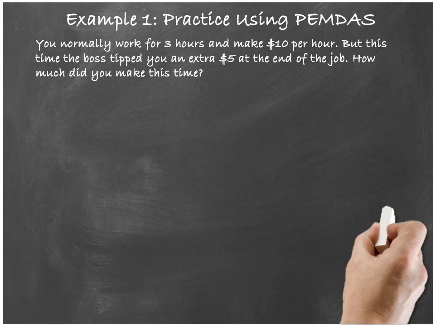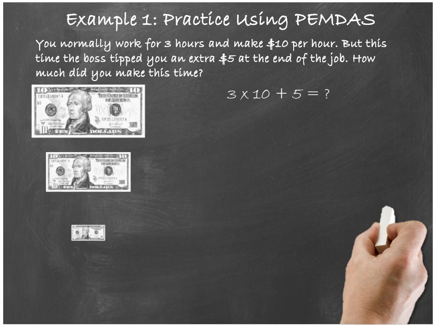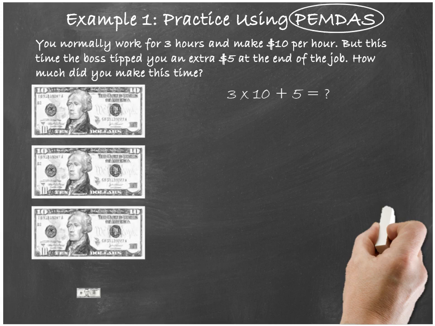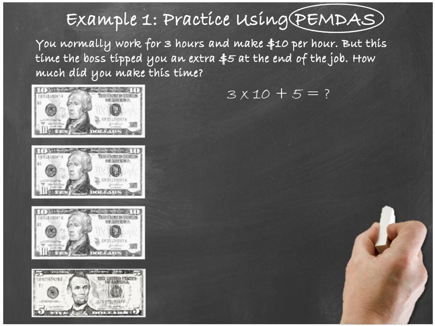Let's look at some examples of PEMDAS in action. Read this problem carefully. You would probably automatically multiply 3 by $10 and know that you made $30 plus a $5 tip. And that's exactly what PEMDAS would tell you to do. Let's use an equation just to illustrate PEMDAS.